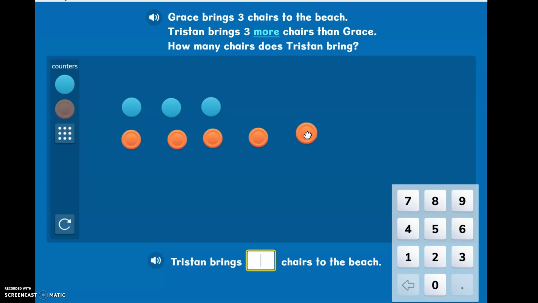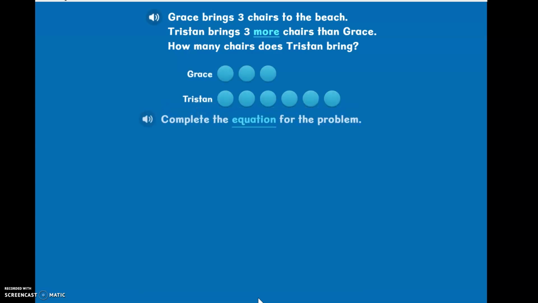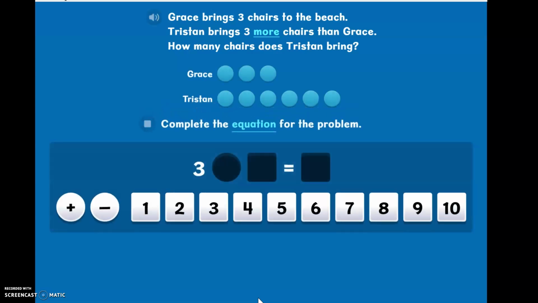And the more you practice this, you may not need counters. Okay, so there's the 3 that Grace had and Tristan had, 3. And then we had 3 more. 3 and 3 is a double, and that makes what? 6. So the math isn't hard. It's this 3 more that I wanted to go over with you to make sure you understood that we're not saying Tristan has 3 chairs. He has 3 more than Grace. So we're going to say 3, that's what Grace had, and then Tristan had 3 more than Grace, and that gave us 6.